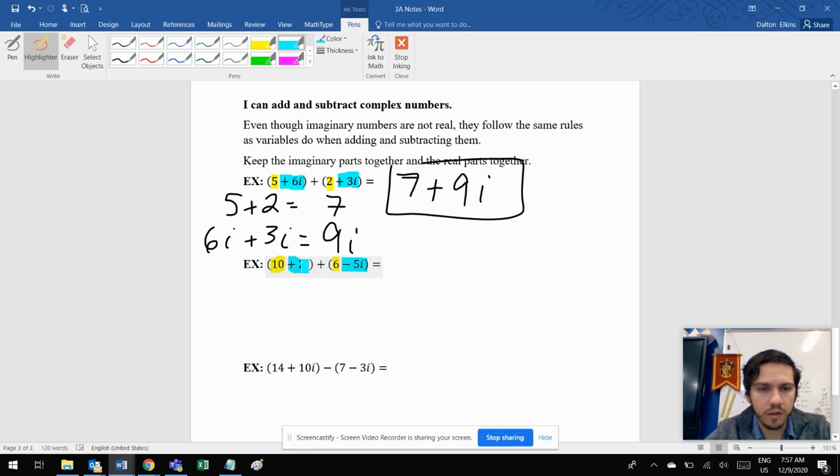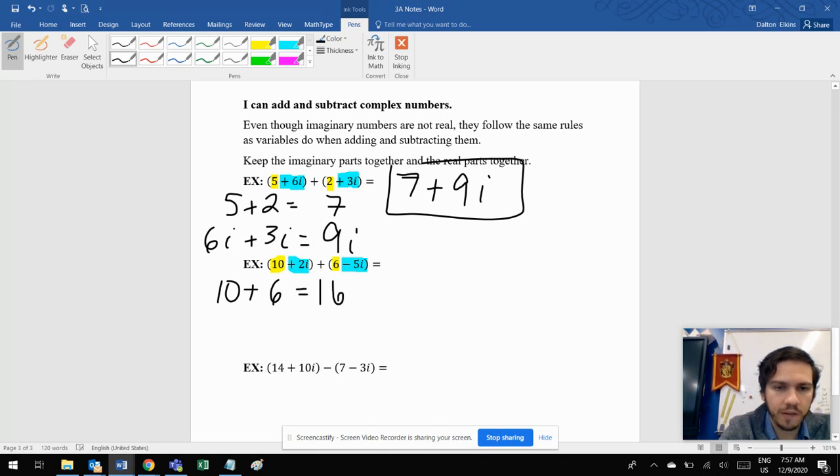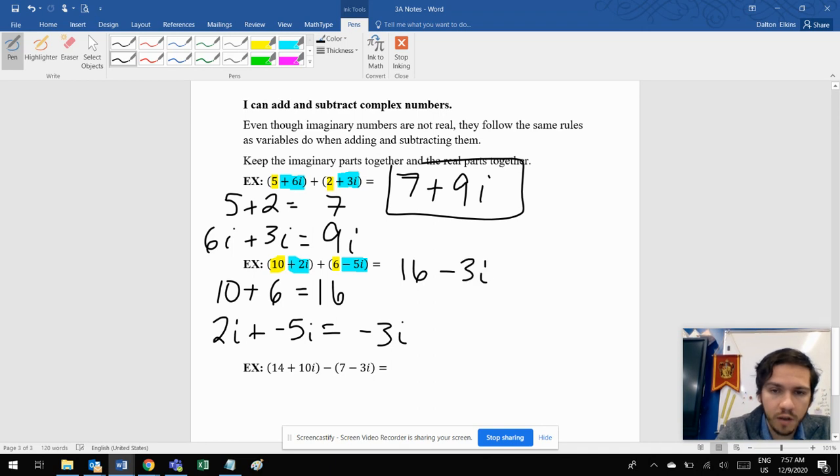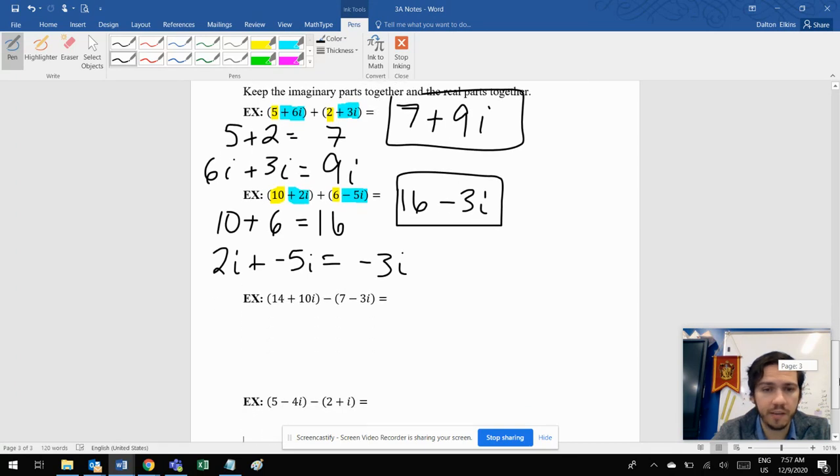So again, we're going to just rewrite things as 10 is the real part plus 6, which is another real part, for a total of 16. And then 2i plus negative 5i. So here's where I usually see a lot of people having issues, right? You could just think of this as 2 plus negative 5, or 2 minus 5. It's the exact same thing, and that'll be negative 3i. So our total here is 16 minus 3i. You could write plus negative 3i, or you could just write minus 3i. Both of them are the exact same.